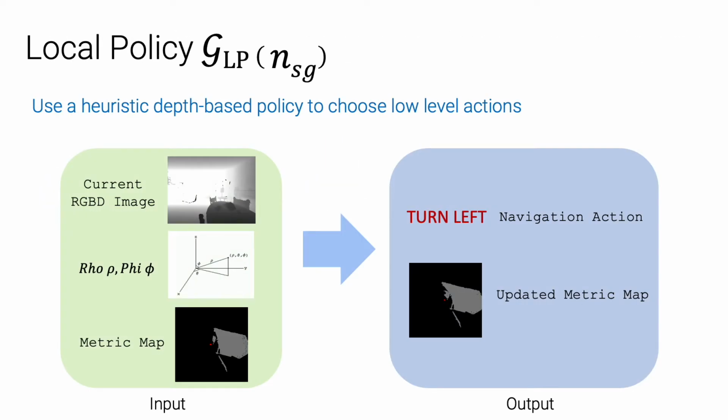Since subgoals are local to the agent's current location, the agent uses a non-learned depth-based policy to choose the low-level navigation actions to reach the subgoal. This is done via constructing a local obstacle metric map via depth observations.